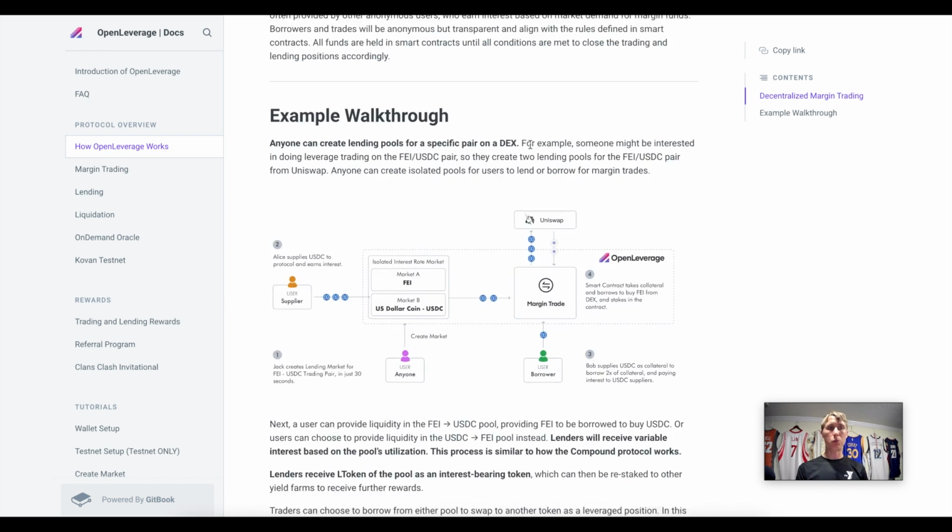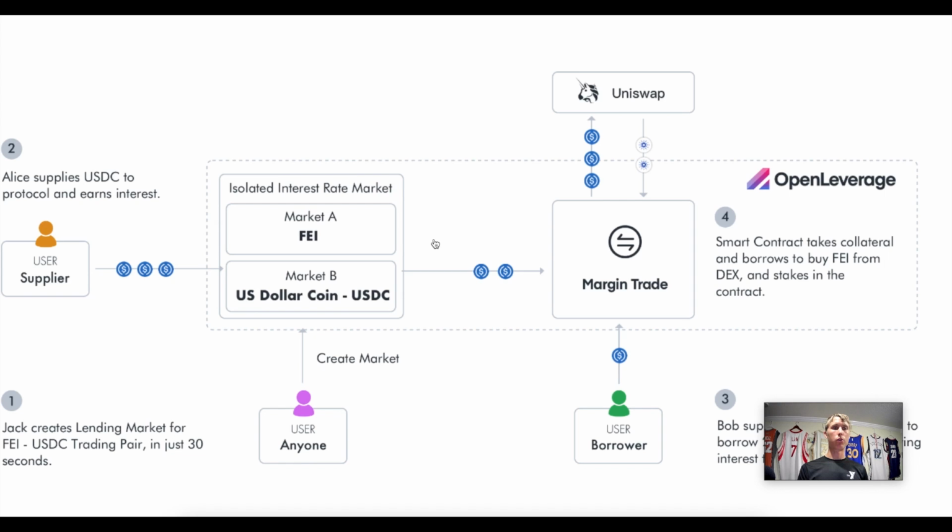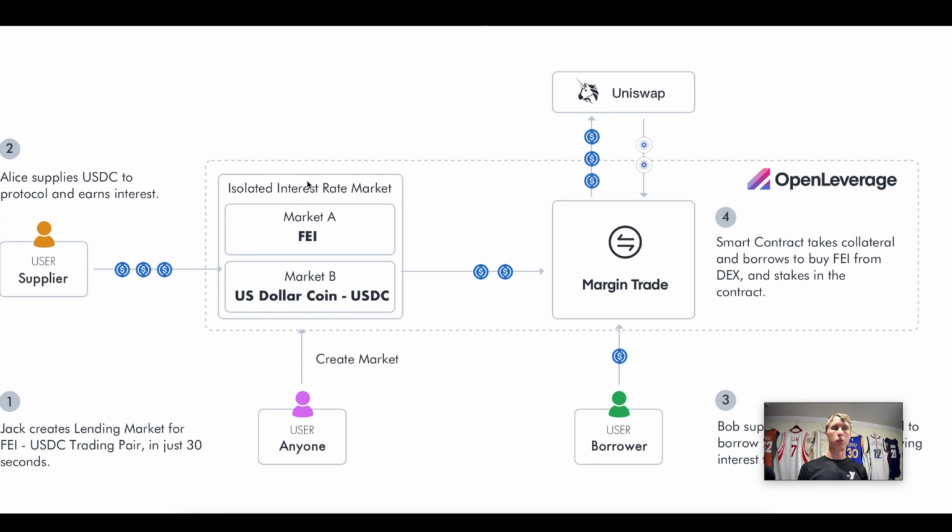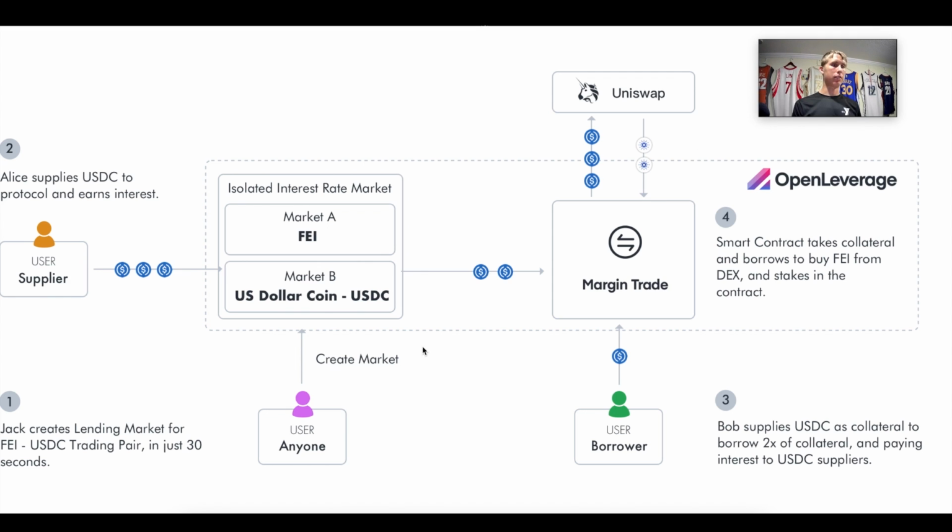This is how this would work. This is an example walkthrough of how one of these lending markets would work. So Alice, for example, would supply some USDC to the protocol and she would earn interest. So anyone is actually able to create one of these pools. Let's say, for example, I'm Alice. Actually, I'd rather be Jack because Jack is cool. So Alice supplies USDC to the protocol and she's going to earn an interest for this.